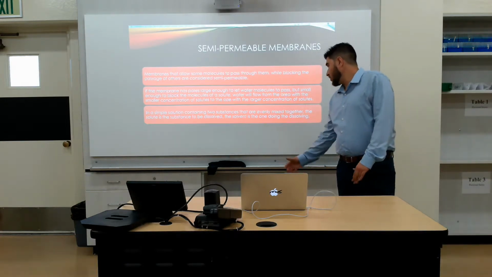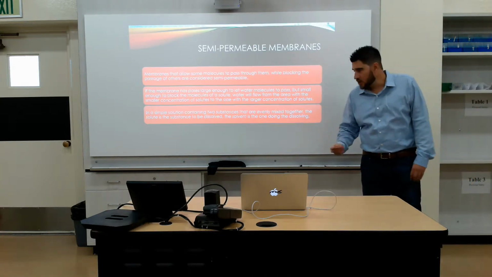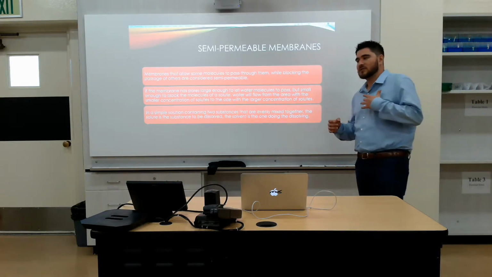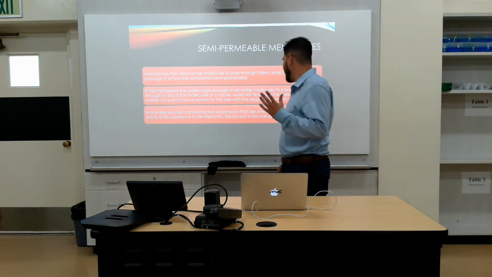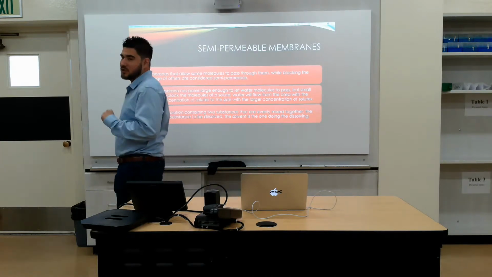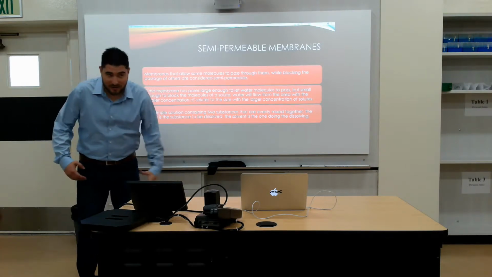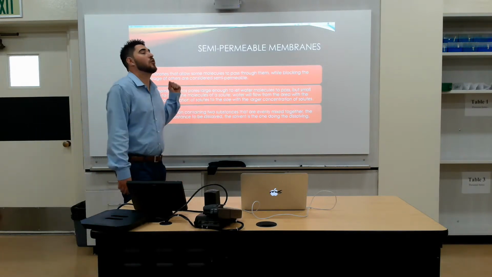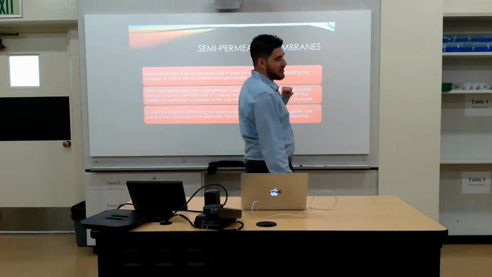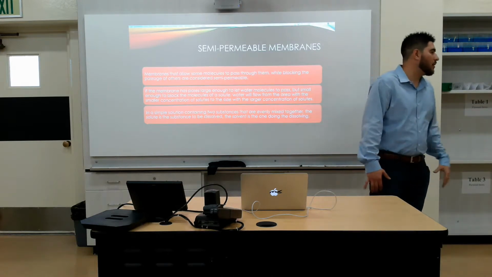So water is going to flow from the area with a smaller concentration of solutes to the side with a larger concentration of solutes. I know some of you are going, wait a minute, what happened? It's supposed to go from high concentration to low concentration. Well, it is. It's going from a high water concentration to a low water concentration. Water is still flowing down its concentration gradient through this semi-permeable membrane.